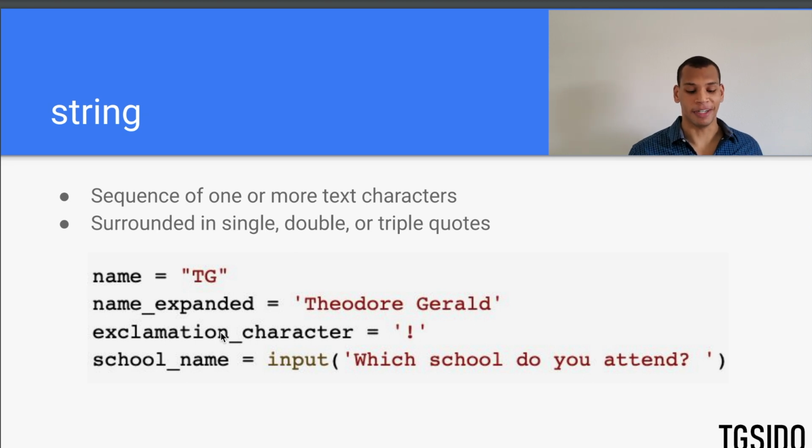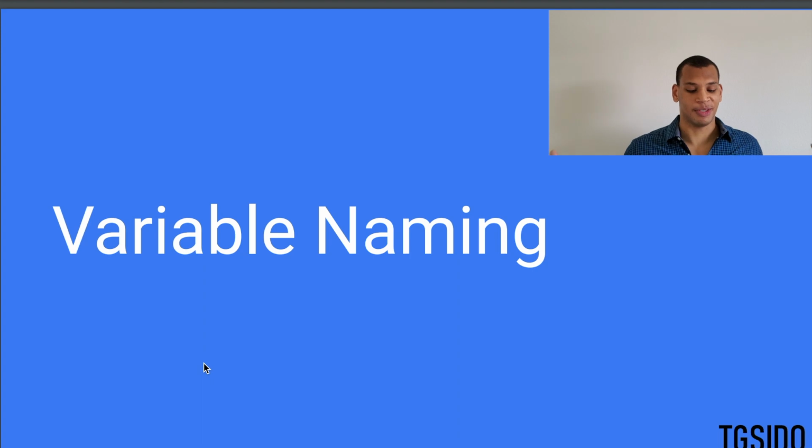And now finally over here, these first 3 seem super chill, right? But over here, school name is equal to input, which school do you attend? What's going on here? Okay, so if we remember from last week, input actually helped you take in typed user input. And remember that typed user input is text. So that actually matches up with what a string is, right? A string is just text. So you can actually store whatever you get back from input inside of the school name variable, which is a string variable.